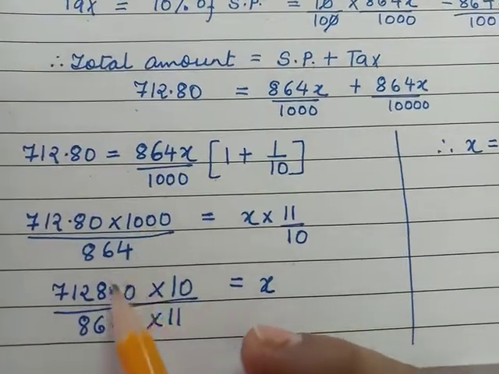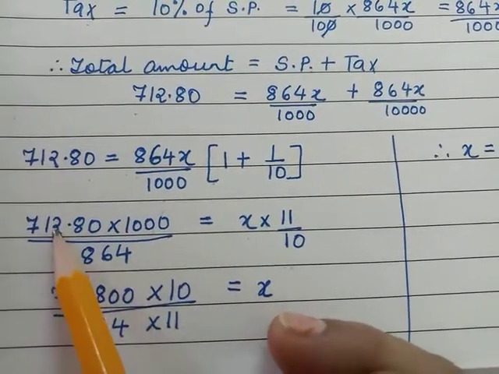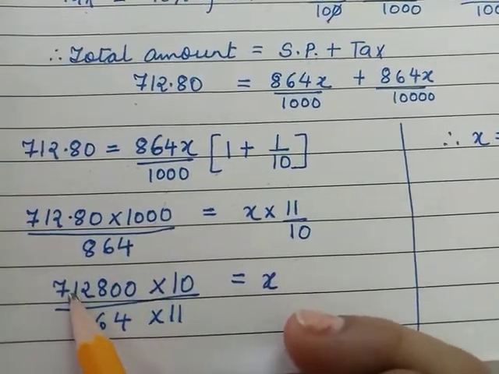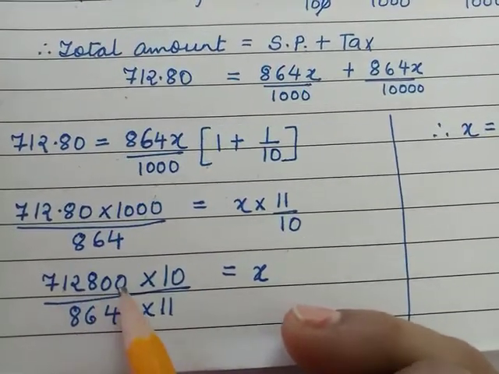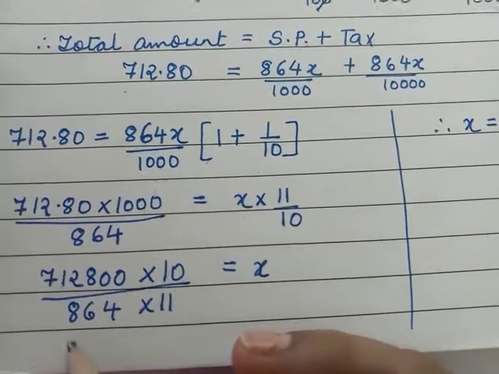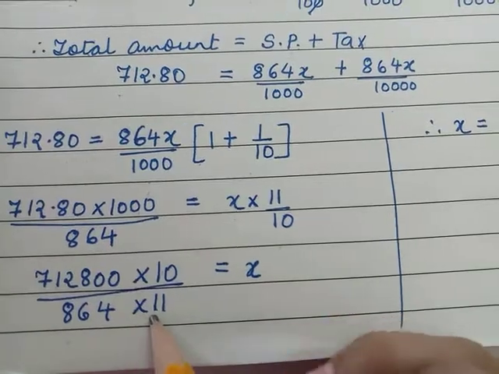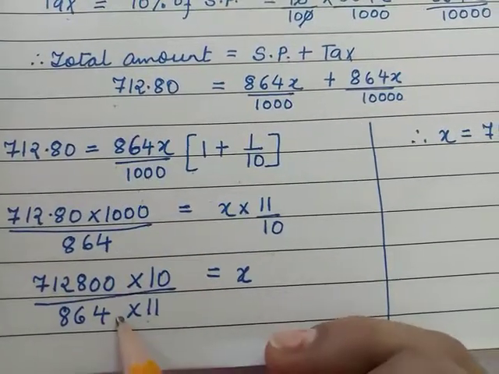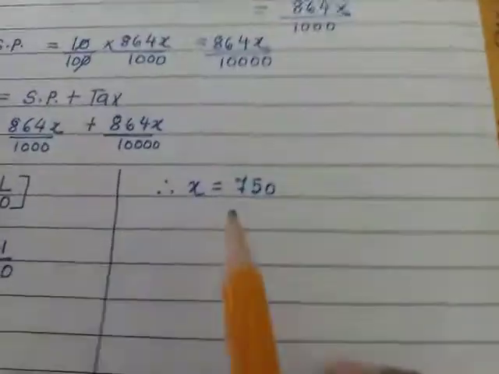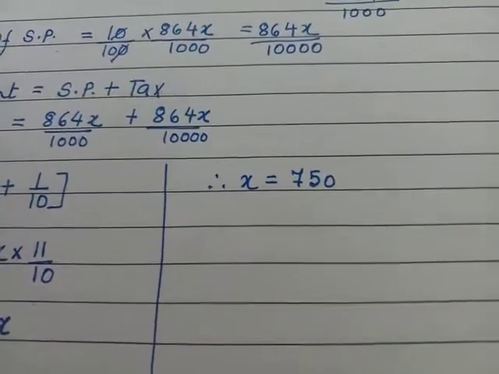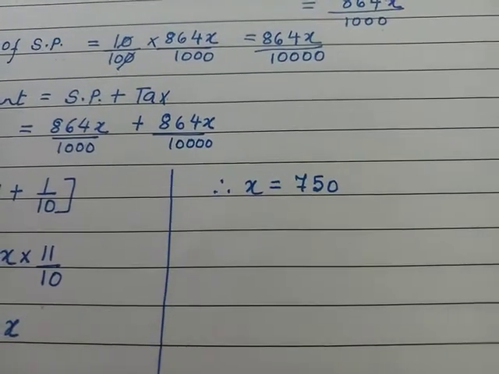So meanwhile we have calculated 1000 multiplied with 712.80, which will give you 712,800 into 10 upon 864 into 11. Okay, this 10 and 11 are also transposed now. When you calculate all, you will get the value of x equal to 750.